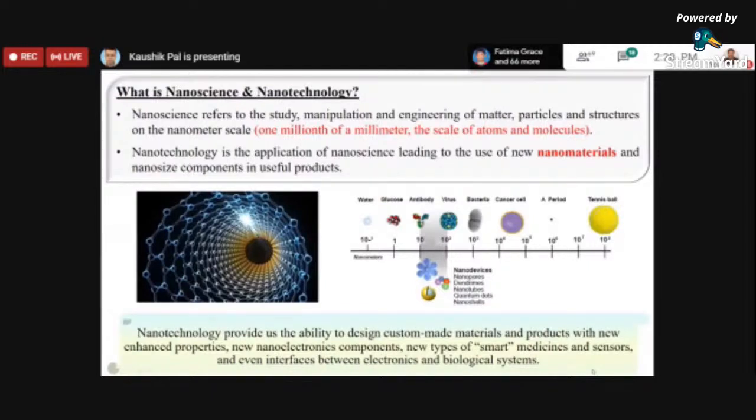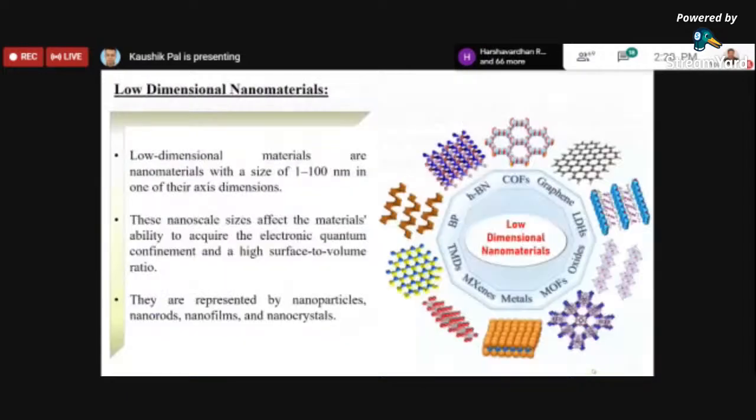Yes, of course, I will give you all the examples in the subsequent lectures. Smart medicines are used for targeted drug delivery or for biomedical implants. We are using these materials for sensors, like gas sensors, toxic gas sensors, or humidity sensors, and even interfaces between electronics and biological systems. Now, let's start the talk with low dimensional nanomaterials.